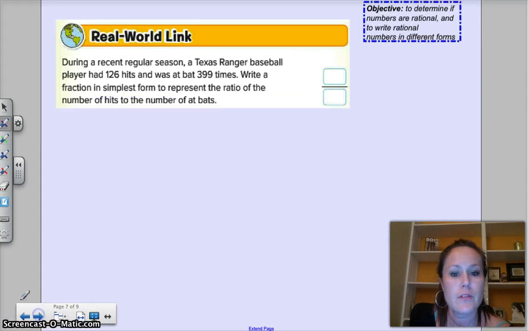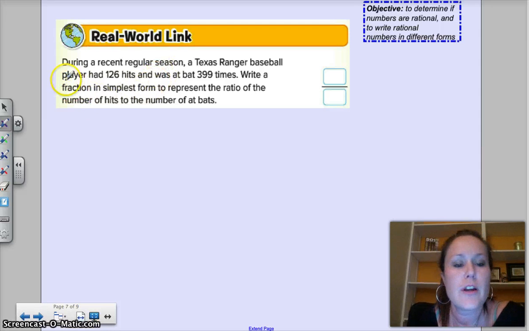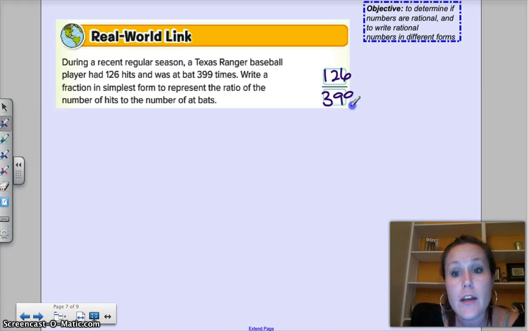All right, next page. During a recent regular season, a Texas Ranger baseball player had 126 hits and was at bat 399 times. Write a fraction in simplest form to represent the ratio of the number of hits to the number of at-bats. Guys, it's really just asking you to simplify a fraction, which we don't need to worry about at this time, but I would like you to know that you're going to put 126 on the top and 399 on the bottom. Ultimately, we're not talking about simplifying fractions today, so we're going to move on. Let's keep going.